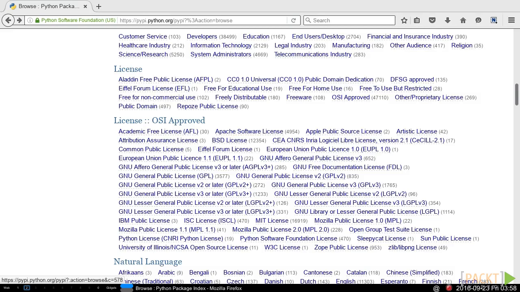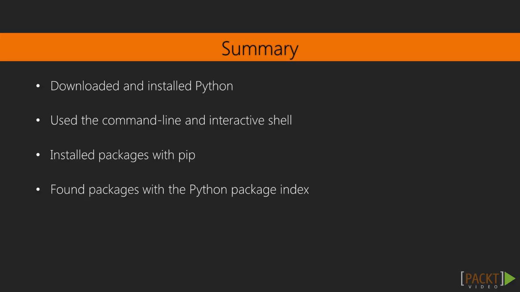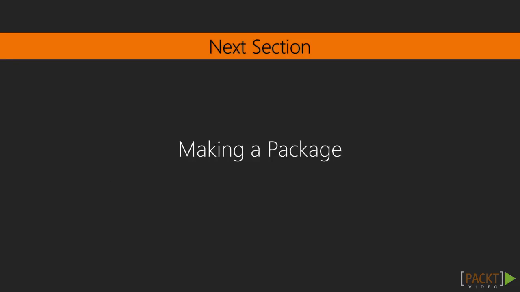So, now we have a pretty good idea of how to find third-party code to help us move our projects along using the Python package index. In this section as a whole, we have learned how to install Python and get ourselves to a place where we can begin working on real code. In the next section, we'll work through the steps to create and work with our own Python code packages.